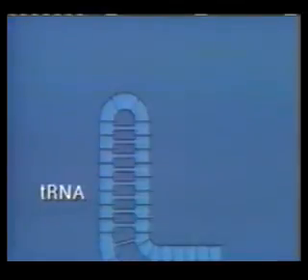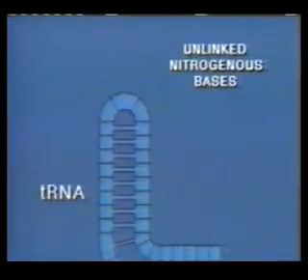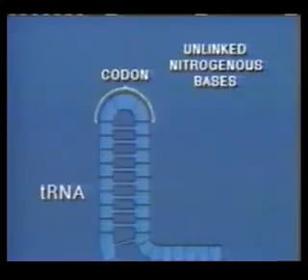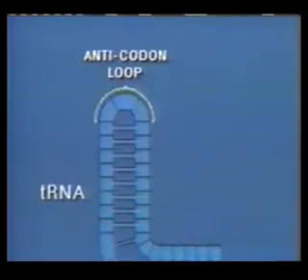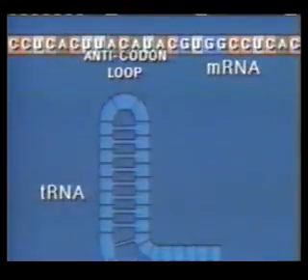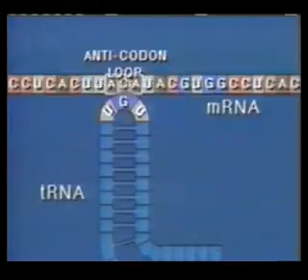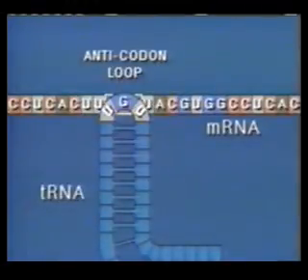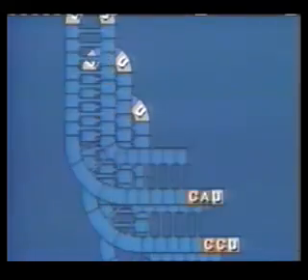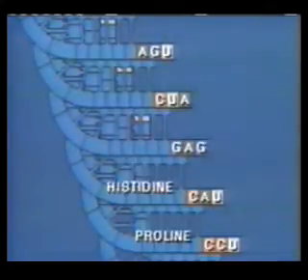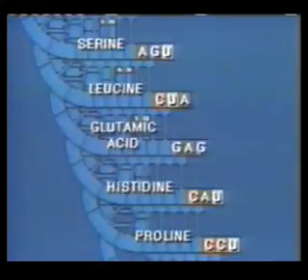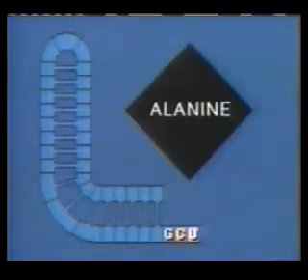At the other end of the L is a loop in which the nitrogenous bases are also unlinked. This is known as the anticodon loop, and is the site where the transfer RNA molecule interacts with the messenger RNA strand. There exists a specific and unique transfer RNA molecule for each of the 20 amino acids which are involved in protein synthesis. An acceptor end which expresses the codon GCU, for example, codes only for the amino acid alanine.